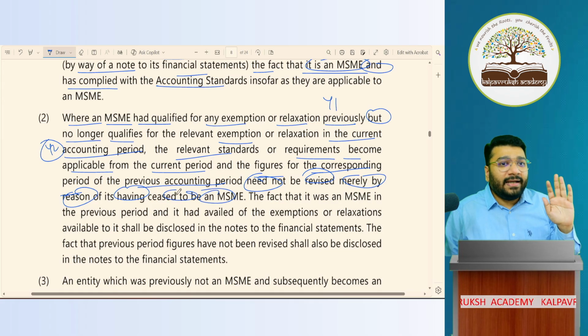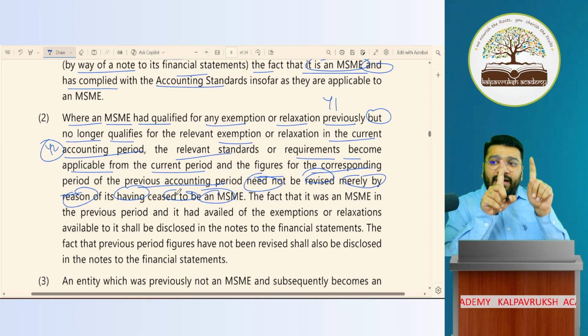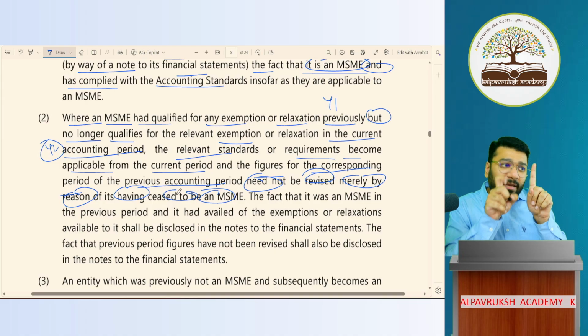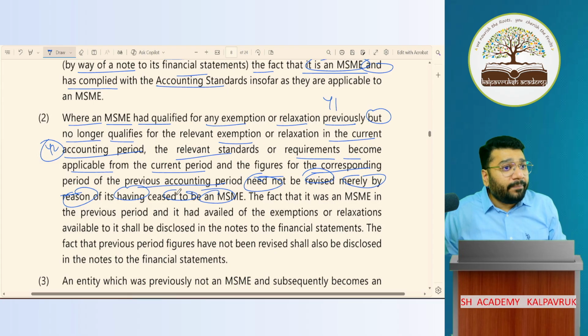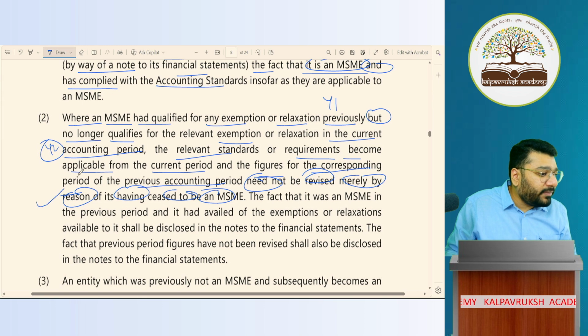So what they're trying to say is that in year 1 you were an MSME, in year 2 you become a large entity. Year 1, MSME exemption enjoyed. Year 2, large entity, no exemption. You prepare the data of year 2. Do you need to give data of year 1? Do you need to revise any data of year 1? Not required. That is what this paragraph is trying to say.